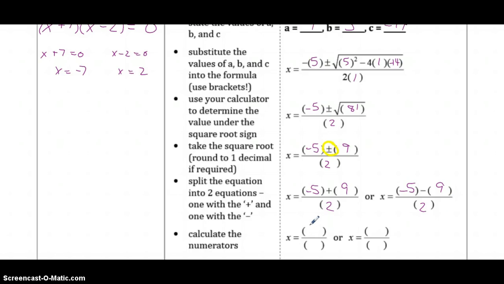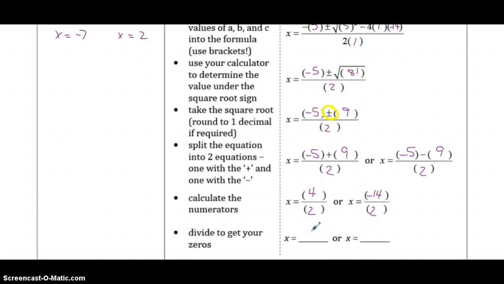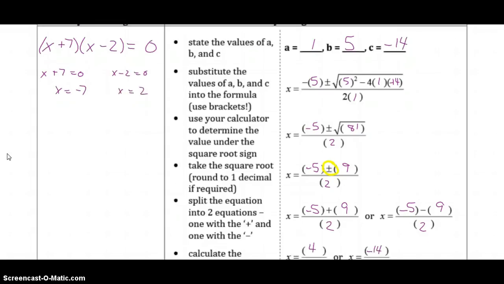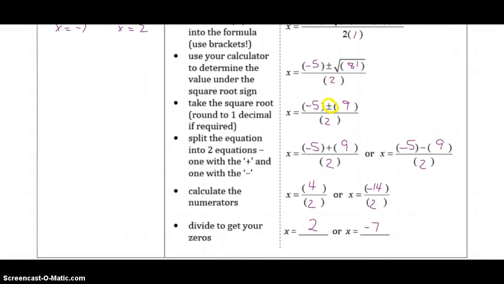Negative 5 plus 9 is 4, divide by 2, or negative 5 minus 9 is negative 14, divided by 2, and I finish it off and I get x equals 2 or x equals negative 7. Sound familiar? It should. Which way would you rather do for this question? I think it's kind of obvious. Okay, so there is a place for the quadratic formula. I wouldn't say this is the place, but it will work.